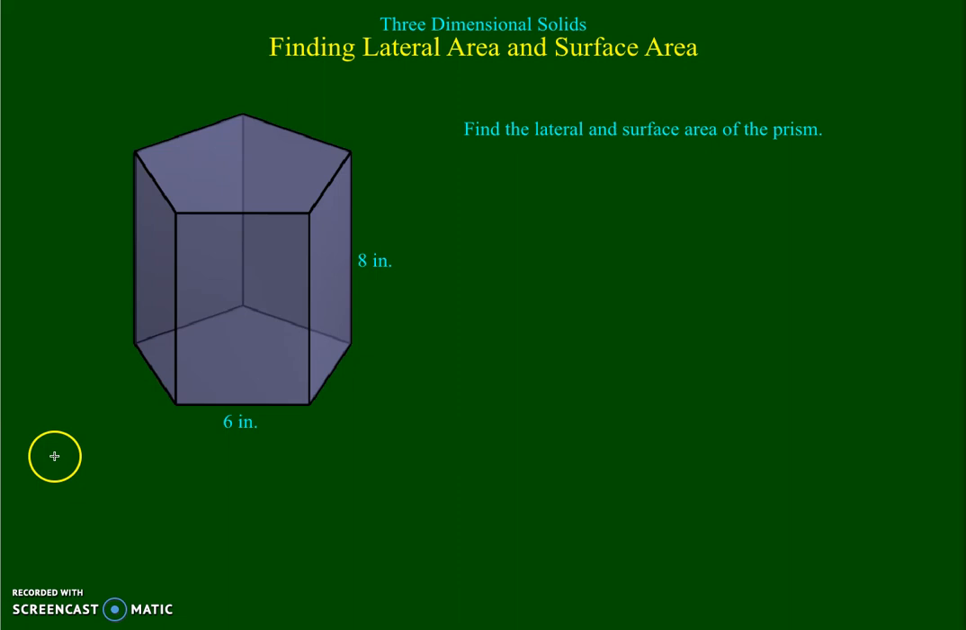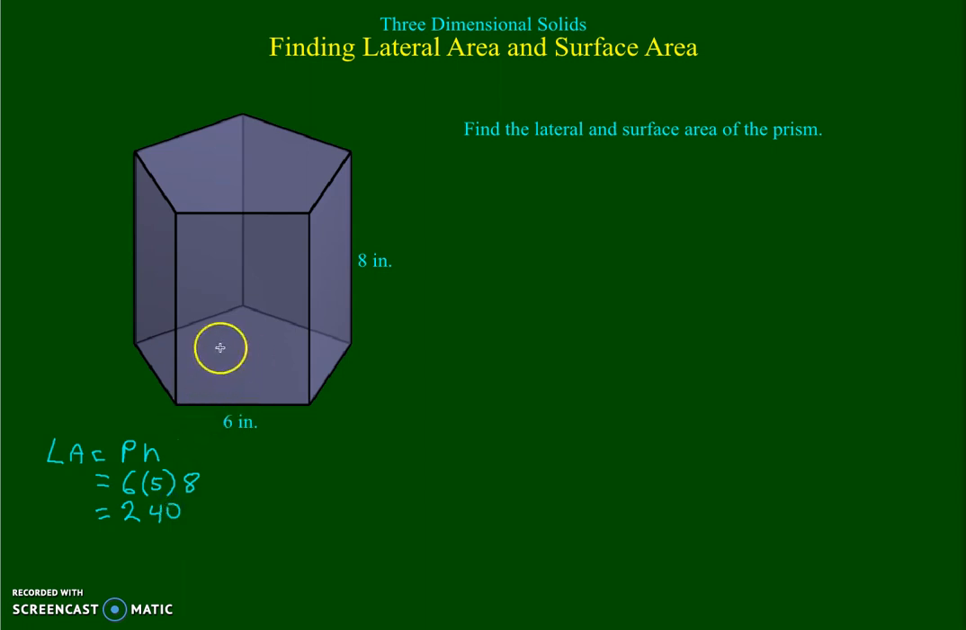Let's go ahead and say lateral area is equal to perimeter times height, which is equal to 6 times 5, and then times the height, which is 8. So 6 times 5 is 30, and 30 times 8 would be 240.